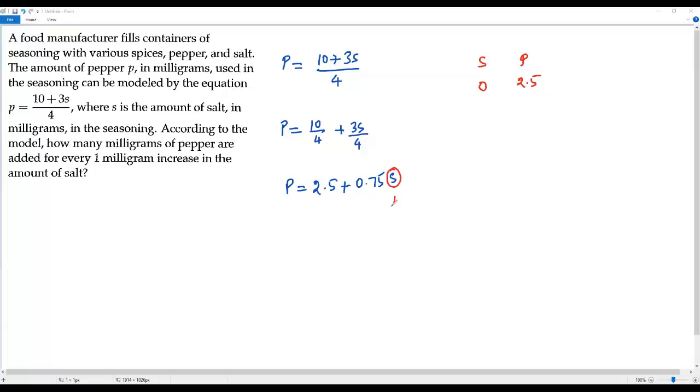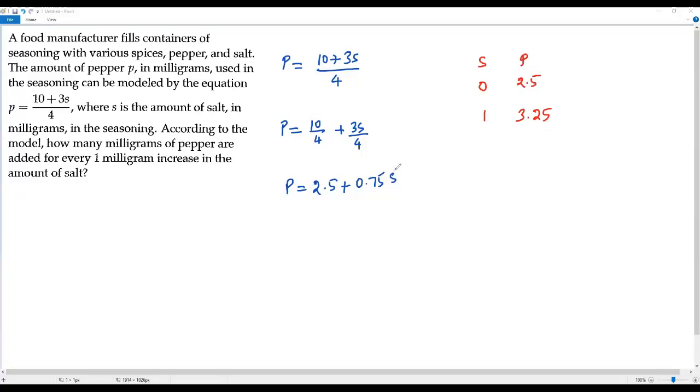Okay, what if I plug in S equals 1 in this equation? 1 times 0.75 will just become 0.75. So when I add 2.5 and 0.75, it becomes 3.25. That is, when I plug in S equals 1 in the given equation, I get P equals 3.25. That is, when the amount of salt in the seasoning is 1 milligram, then the amount of pepper in the seasoning will be 3.25 milligrams.